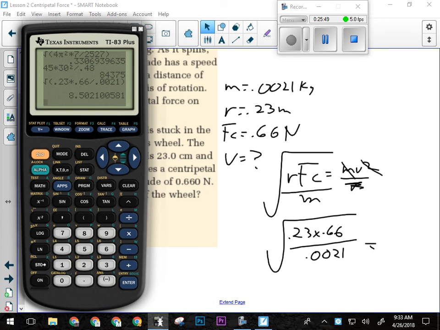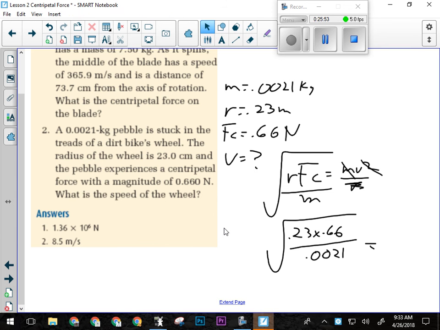All right, so we're looking at 8.5 meters per second. All right, questions on either of those? All right, so we haven't done any of the ones like what we did yesterday where we had Fc is equal to this force, it's equal to friction, or it's equal to gravity, or whatever. That's what we're going to be getting into next, is figure out what the centripetal force is and set those two formulas equal to each other.